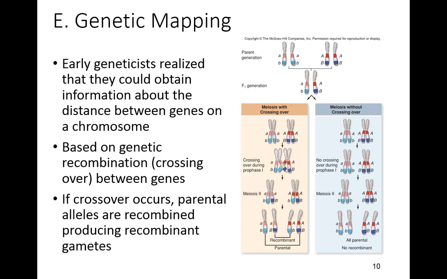So once we figured out that there's different types of genes, geneticists realized that they could learn how far genes were or how close they were on a chromosome by the amount of crossing over. And if crossing over occurs, then the parental alleles are recombined, so producing a recombinant gamete.